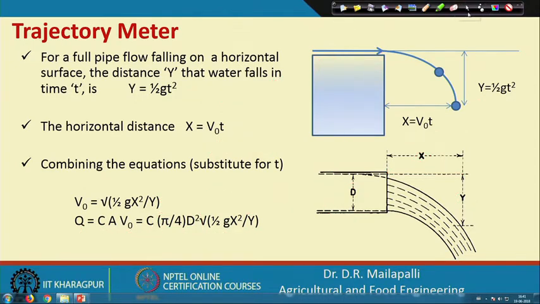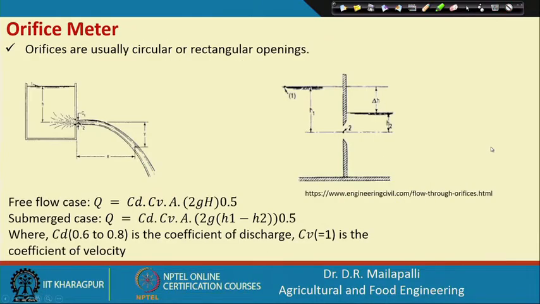The next open channel flow meter is the orifice meter. This basically works on the principle of an orifice. For example, if you see here, this is the tank, and the tank has a hole here. It could be a circular or rectangular hole.